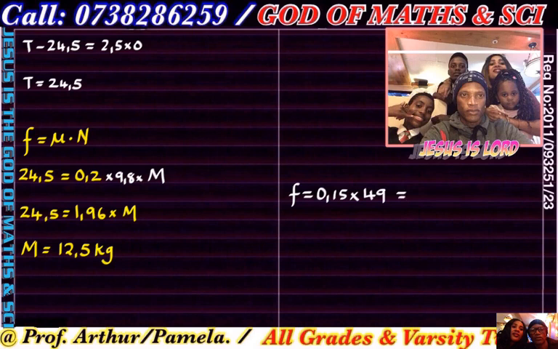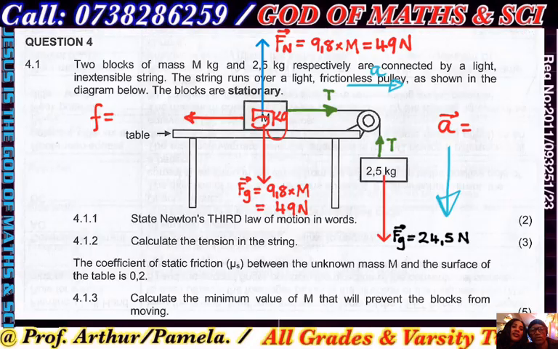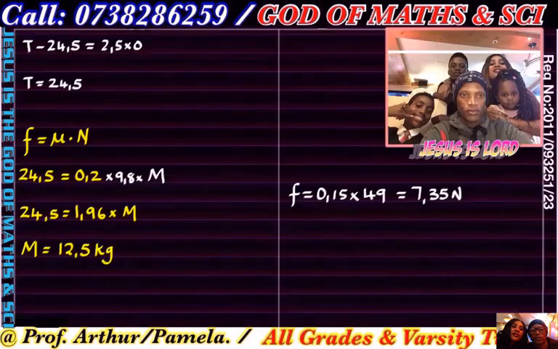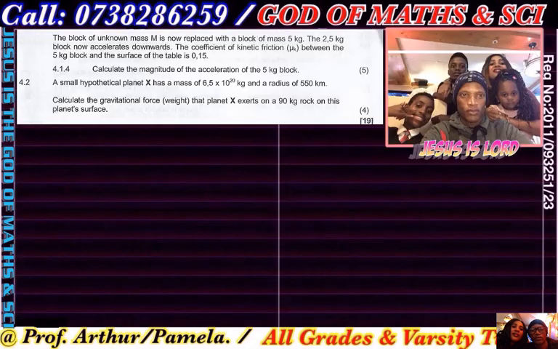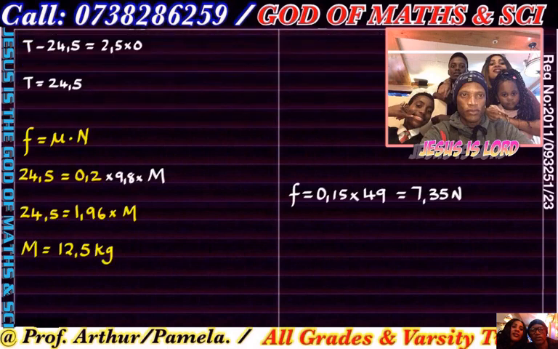Okay, then friction, I believe it becomes 7,35 newtons. I'm going to slot it in there. Then I'm going to say friction, it's 7,35 newtons. So I think they're going to ask me acceleration, these guys. They say calculate the magnitude of the acceleration of the block. Again, I start all over again.